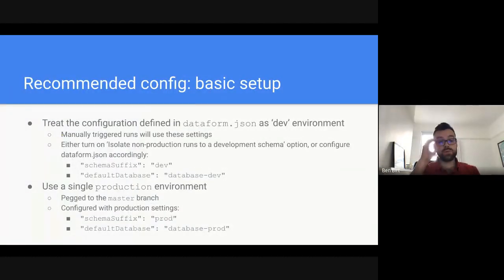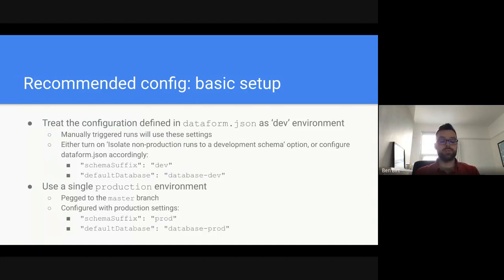All right, so a super simple basic setup that I would recommend, which would probably suit most users but definitely not all, is to have a single production environment and to treat the configuration you have defined in dataform.json as your development environment. The reason it's worth thinking of it that way is that any manually triggered runs that you trigger in the app will use the settings in dataform.json.